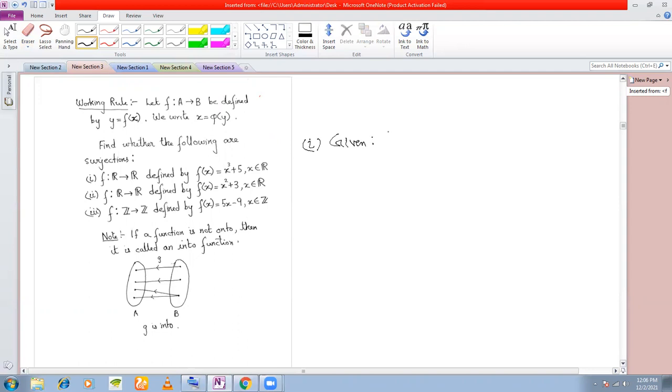Given f: R to R defined by f(x) = x cube plus 5, where x belongs to the set A. Both set A and B here are the set of real numbers. How do you check whether this is surjective?